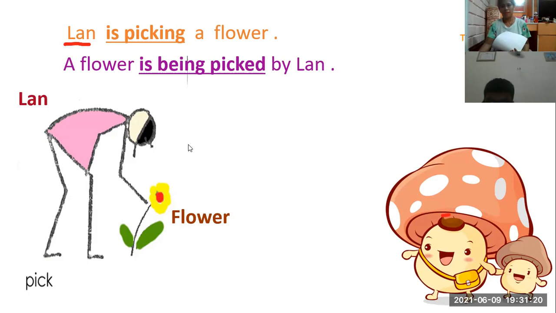Now, look at this one. Lan is picking a flower. A flower is being picked by Lan. Lan is picking a flower. A flower is being picked by Lan. Okay, that's it. Next one here.